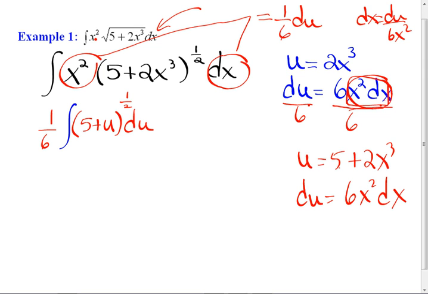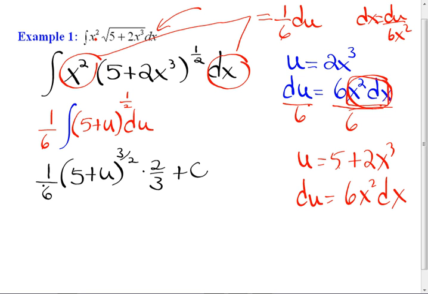So this is 1/6 times 5 plus u to the what power now? Go up 1. Andrew, do you know what it's going to be? It's 3/2. I could divide by 3/2, but that's too much work. We're integrating, so we're going up. Add 1. We're going the other way. Times 2/3 plus c.